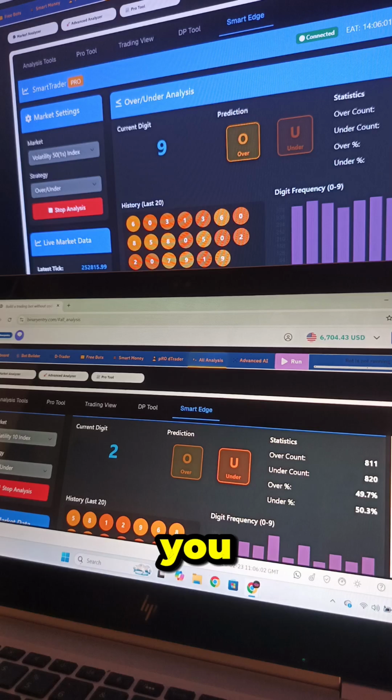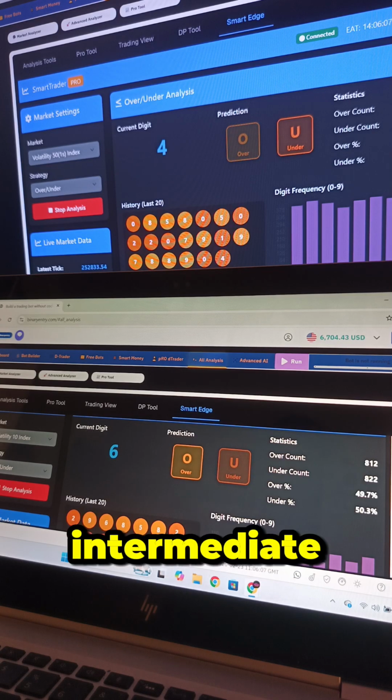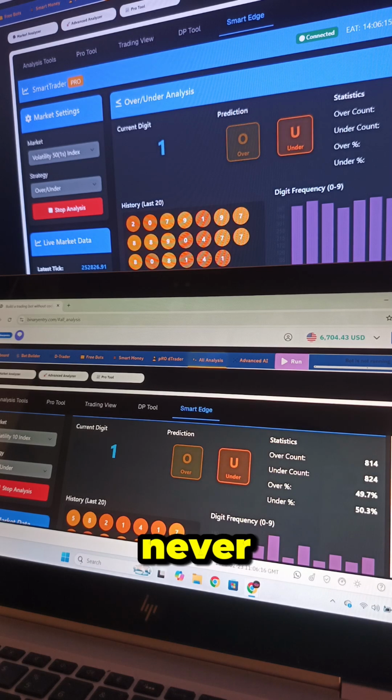I want to tell you something very crucial. This is very important. If you are a beginner or an intermediate, leave out the pros. Never, and I repeat, never ever trade on a slow moving volatility. Never ever trade on a slow moving market like the 10 index. Examples are the 10 index, the 25 index, and the 75 index. Never ever, if you are not a pro. But if you are a pro, you can use this.